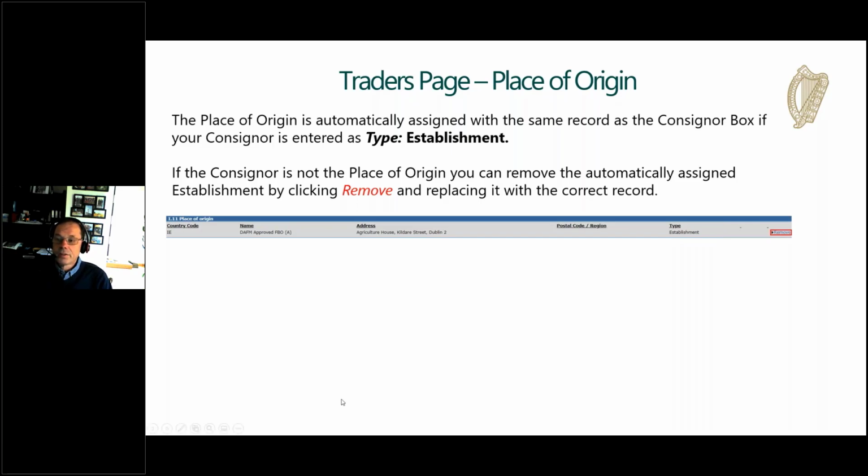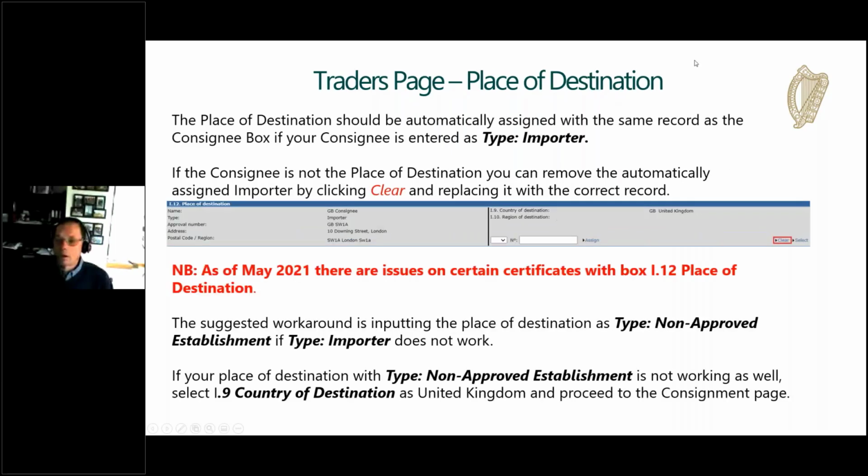The place of destination should be automatically assigned with the same record as the consignee box if your consignee is entered as type importer. If the consignee is not in the place of destination, you can remove the automatically assigned importer by clicking Clear and replacing it with the correct record.